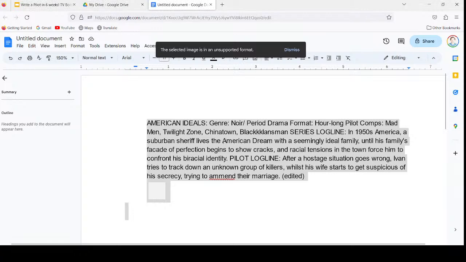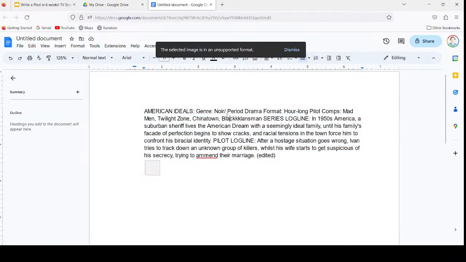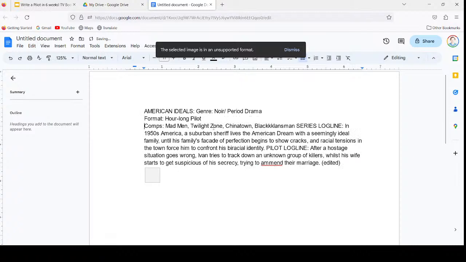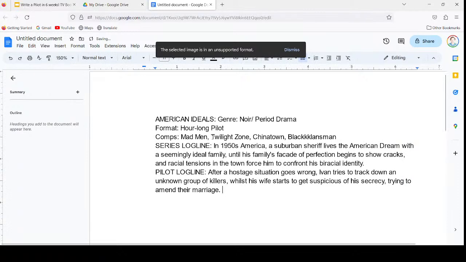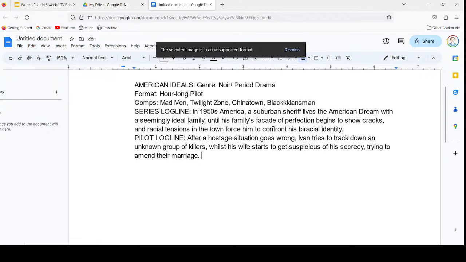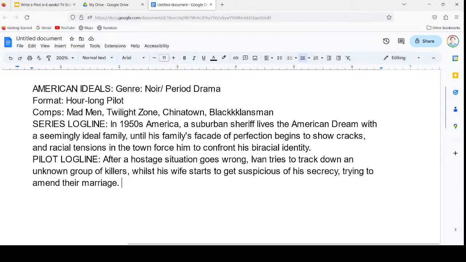But, right. So, American Ideals, just log lines? Just read out everything you have here. Yep. Okay. So, the genre is a noir period drama. It's an hour-long pilot, and the comps are Mad Men, Twilight Zone, Chinatown, and Black Klansman. And the series log line is, in 1950s America, a suburban sheriff lives the American dream with a seemingly ideal family, until his family's facade of perfection begins to show cracks and racial tensions in the town force him to confront his biracial identity.